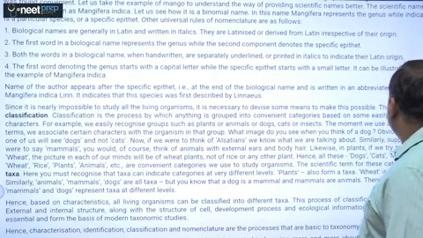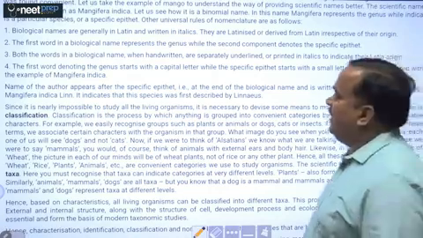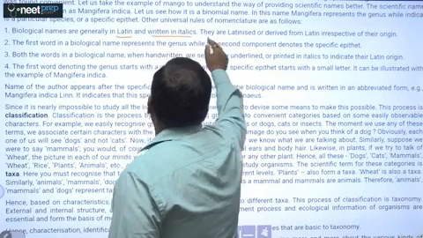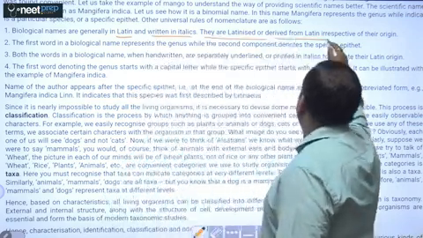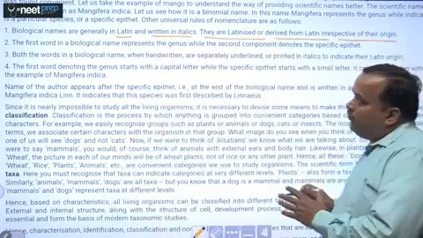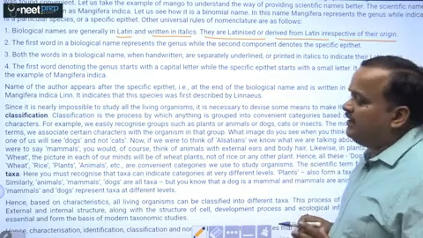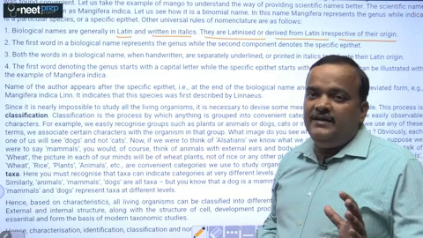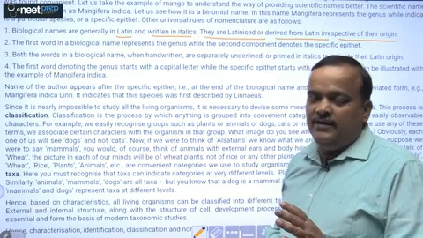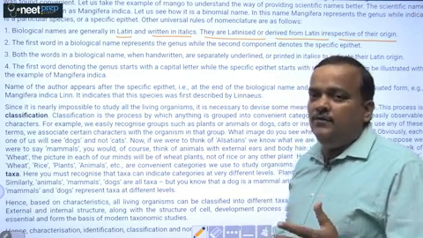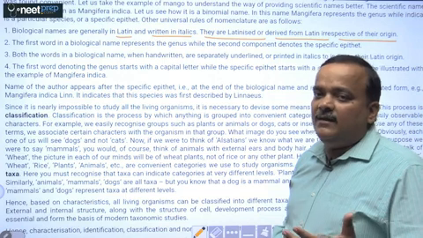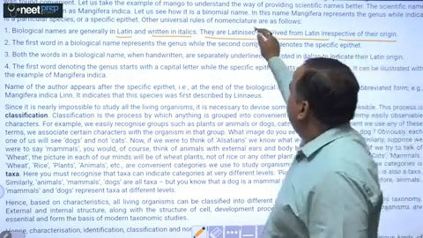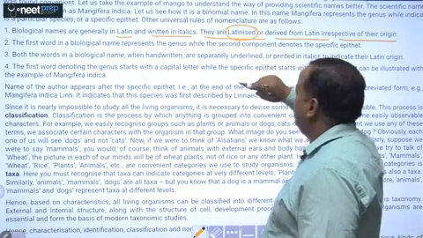The first rule is biological names are generally in Latin and written in italics. They are Latinized or derived from Latin irrespective of their origin. We write biological names in Latin because in Latin we do not have synonyms. And if a Latin name is not there for a particular thing, what we do is write the word in such a manner that it appears as a Latin word, and that is referred to as Latinized.